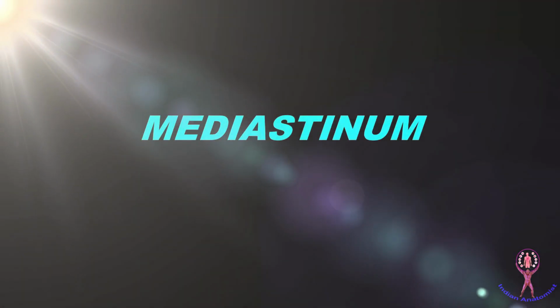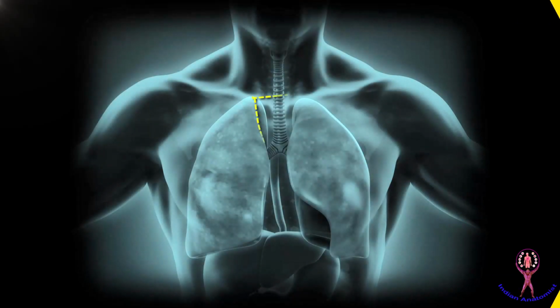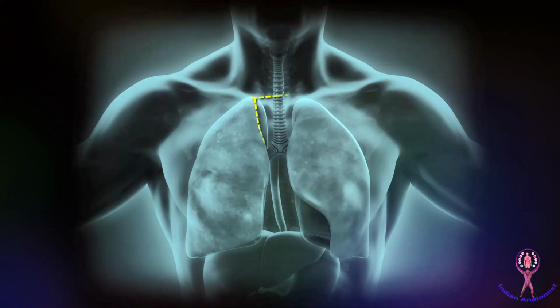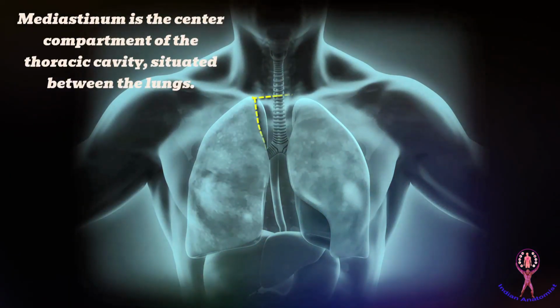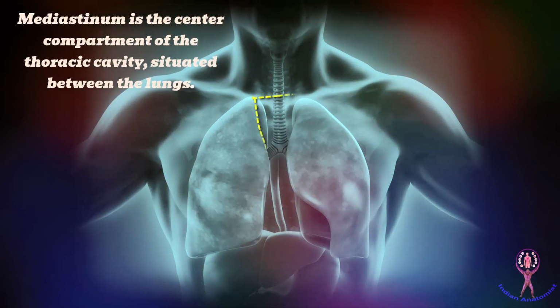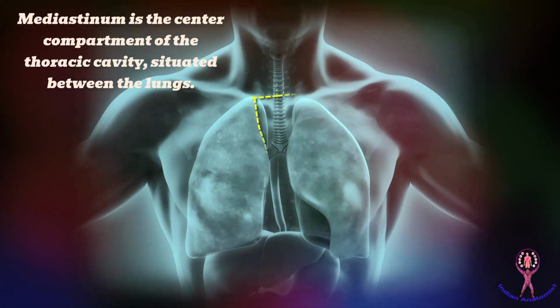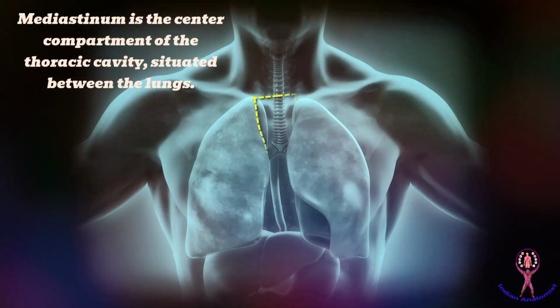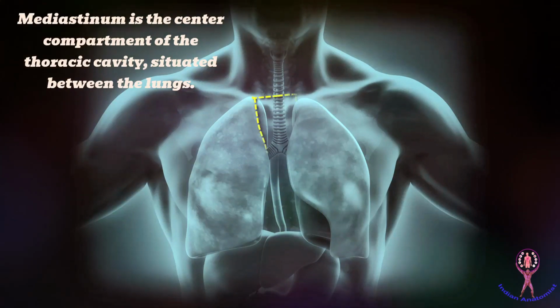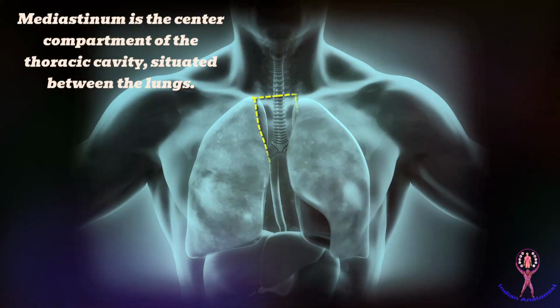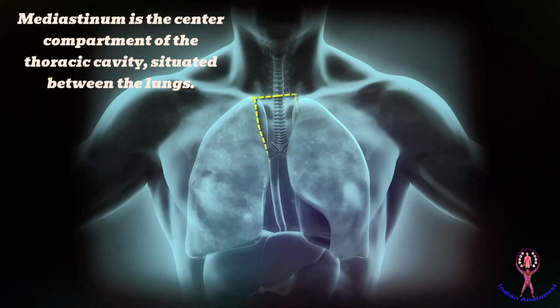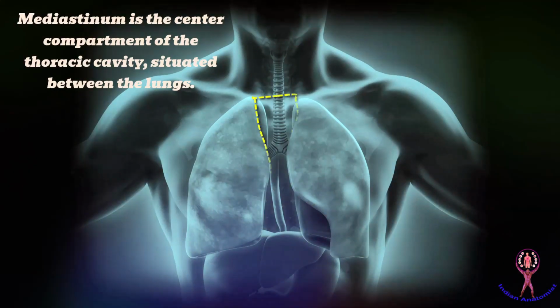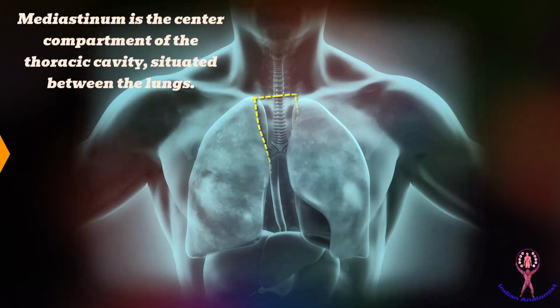Today's topic is mediastinum. The mediastinum is the central compartment of the thoracic cavity, situated between the pulmonary or pleural cavities of right and left side. As we all know, the pulmonary cavities contain the respective lungs. On the other hand, the mediastinum is present between the two lungs.